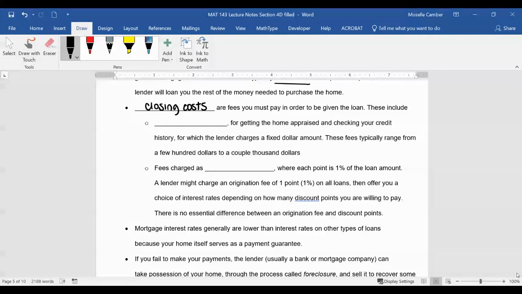Ideally, you want to try to get the seller to pay those, but you may not be able to negotiate that. So some things that might be included in the closing costs are direct fees for things like getting the home appraised or checking your credit history. That's just going to be a fixed amount. But then there's also what are called points, where each point is 1% of the loan amount. So your closing costs could be like $1,000 plus 2 points. The direct fees don't depend on how much the loan is, but points do.